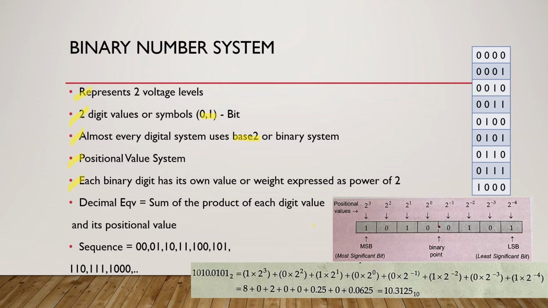We can see a binary point, and there is 1010 on the left side of the binary point and 0101 on the right side. We can also see an MSB, the most significant bit, the bit with the most weightage, and LSB, the least significant bit, the bit with the least weightage. The binary point separates the positive powers of 2 from the negative powers of 2.